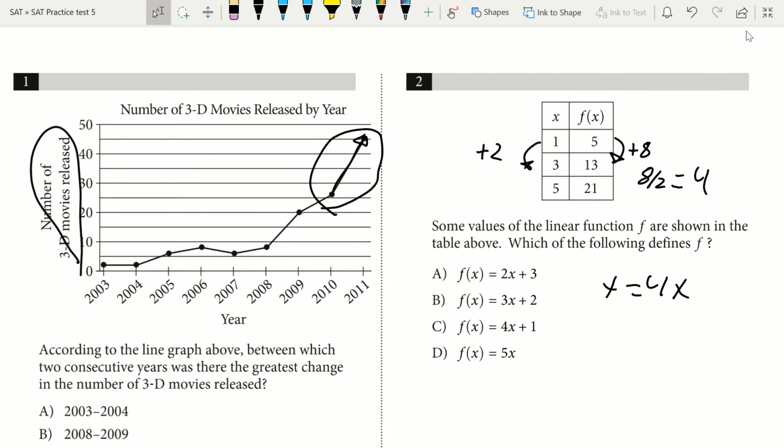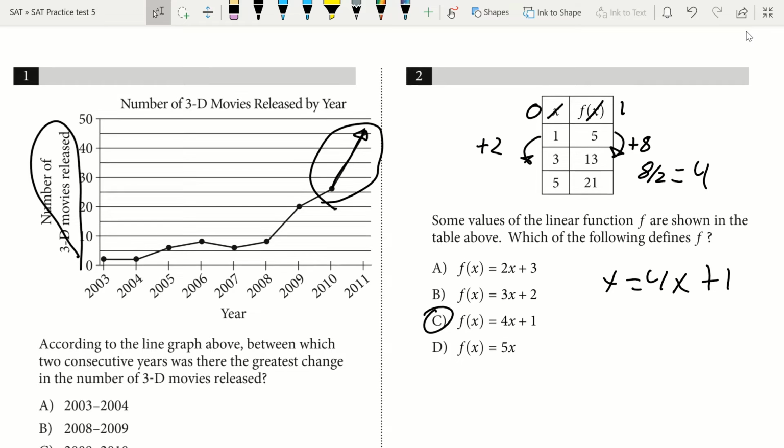And now I have to solve for my y-intercept. I see I have a 1 here, so if I go back 1, I'll be at 0, which will give me my y-intercept when I then subtract 4 from 5, right? Because that's my slope. And if I go back 1, I have to subtract my slope of 4. So 5 minus 4 gives me 1, so I have y equals 4x plus 1, which will be C.